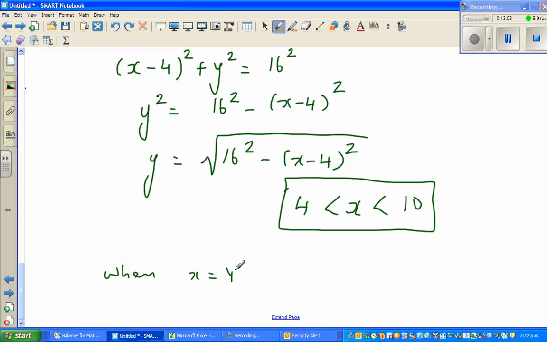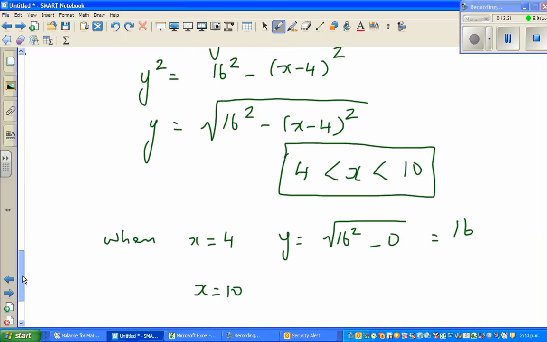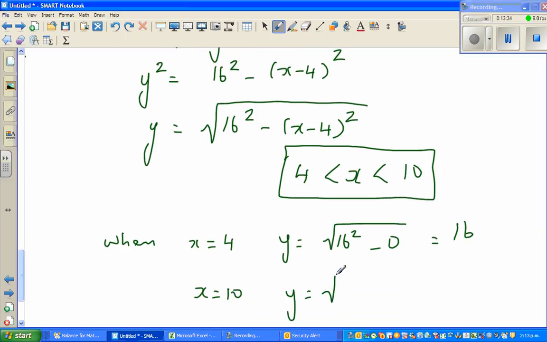When X is equal to 4, what will happen? Y would be square root of 16 squared minus, this will become 0, isn't it? 4 minus 4 is 0. So Y would be 16. When X is 10, what will happen to Y? When X is 10, Y would become square root of 16 squared minus 10 minus 4 squared. 10 minus 4 is 6, and 6 squared is 36.